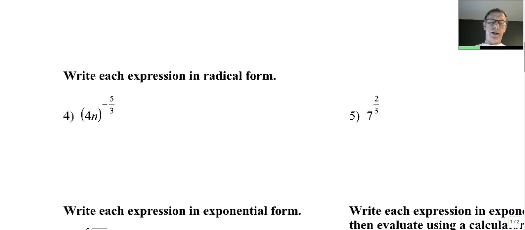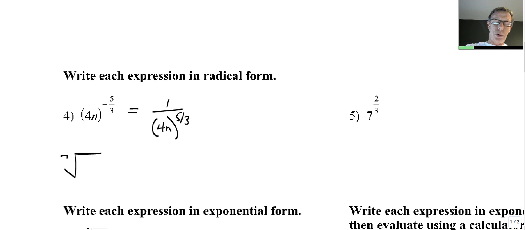Okay, the next one says write each expression in radical form. So what we have is a rational exponent. Let's change that to radical form. The first thing I'm going to do is notice that it's a negative, so let's get rid of the negative by moving it across the fraction line. So that would be 4n in parentheses to the 5/3. Now the whole 4n has to take this exponent. The 3 is the root, so that would be a cube root, and the 4n would all be underneath the radical. Then we would take that to the 5th power.